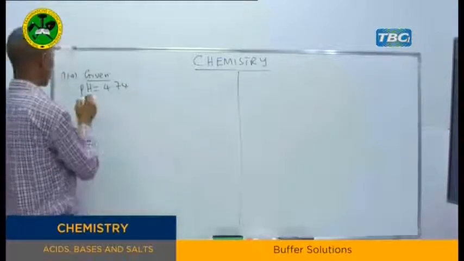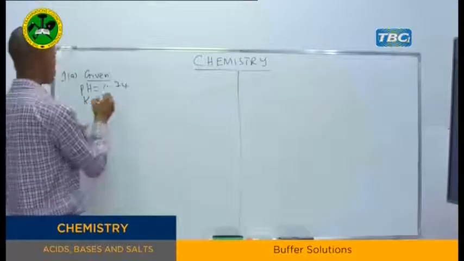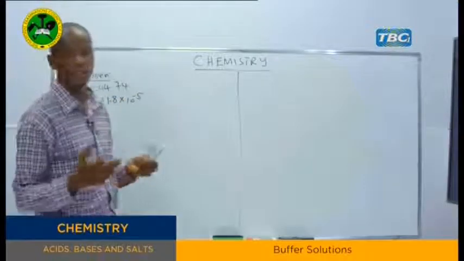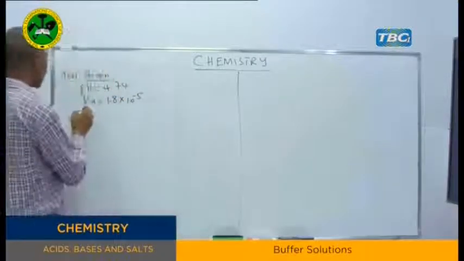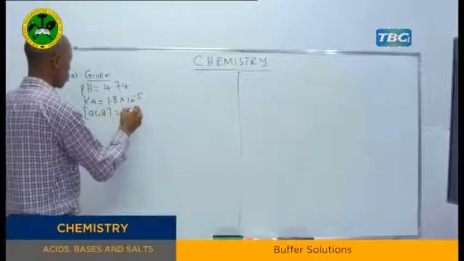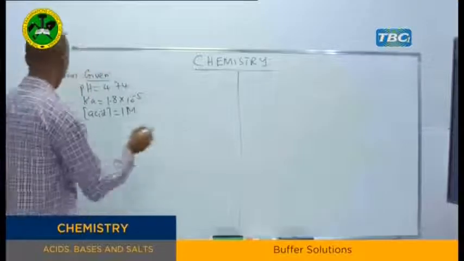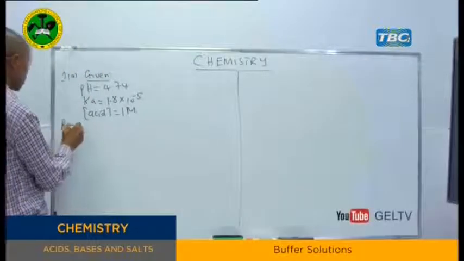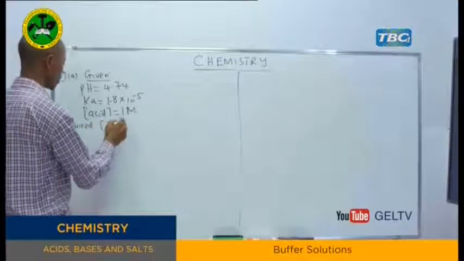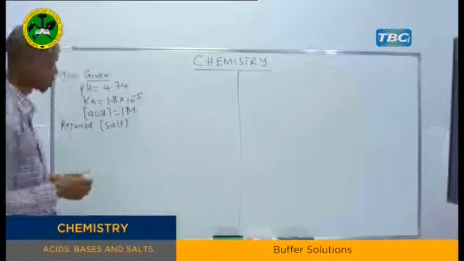What else are we given? We are given the Ka, the ionization constant for the acid, which is 1.8 times 10 raised to -5. We are also given the concentration of the acid, which is 1 molar. So these are the data that were given. What are we required to find? The required concentration of the salt. For part A, calculate the concentration of the salt.